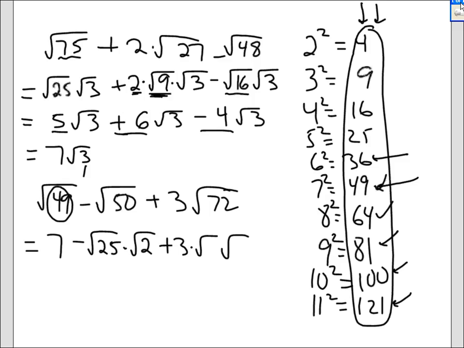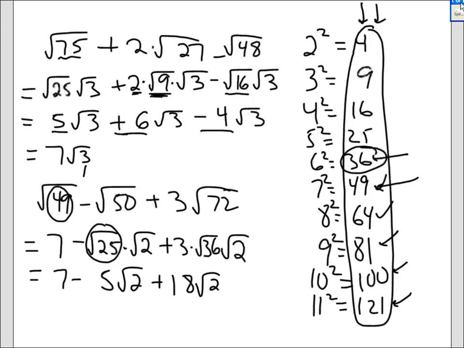But 72, I don't know the square root of 72. But 36 is the largest number on our list that goes into 72. It goes in 2 times. So I have 7 minus, this is 5, not the square root of 5. It's 5 square root of 2 plus 18 square root of 2. 3 is 3, and square root of 36 is 6, and 3 times 6 is 18. Times the square root of 2 is 18 square root of 2.